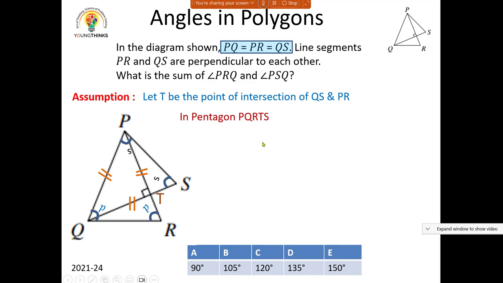What is the sum of all the angles in a pentagon? 540. So 5 minus 2, which is 3, times 180, gives you 540. Now, what are the individual angles? Individual angles are S, P, P, another S, and what is this angle at T?